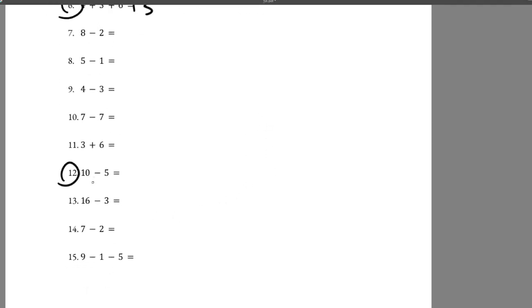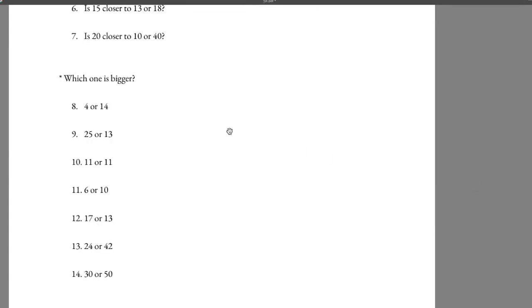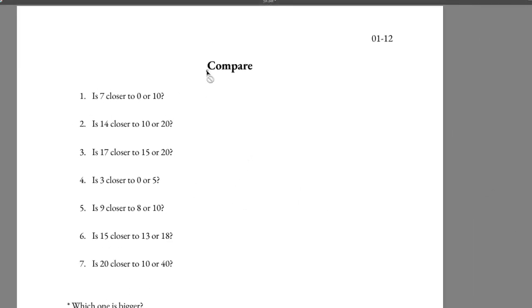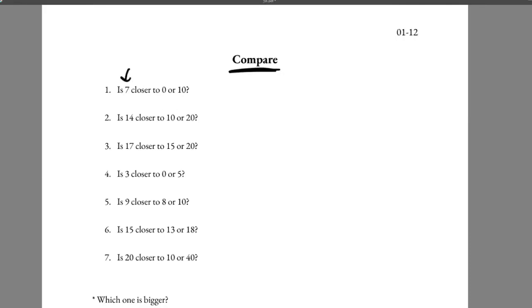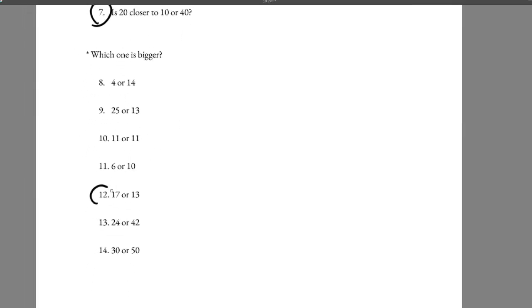On to the next problem, 10 minus 5. Well, this is pretty easy. You subtract 5 from 10, which is, if you count backwards, 10, 9, 8, 7, 6, 5. We get our answer 5. Now on to the next problem, or next page. Now here we're asked to compare values. Let's try 2, 4, 7, and 12.